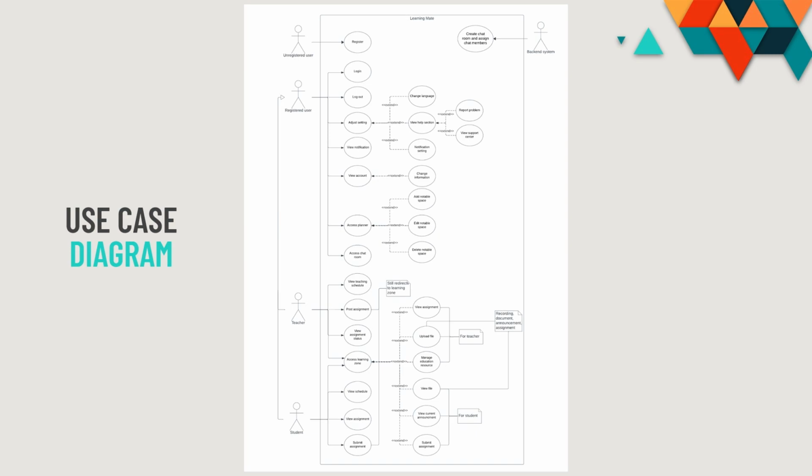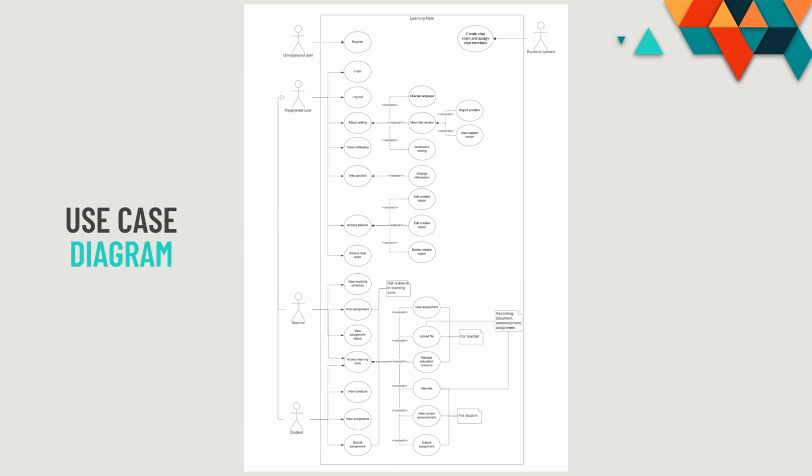The teacher is a user who can view the teaching schedule, post assignments, view assignment status, and access the learning zone. The student is a user who can also access the learning zone, view the schedule, view assignments, and submit assignments. And lastly, the registered user is a user who can access the same components as both teacher and student in the software.